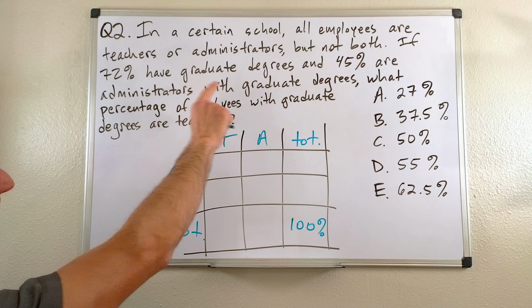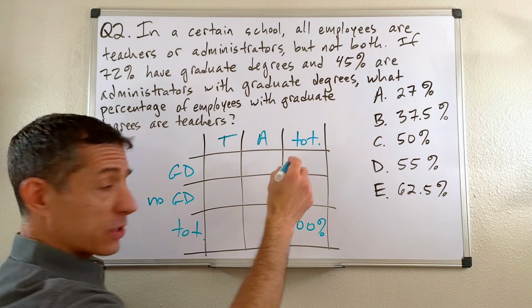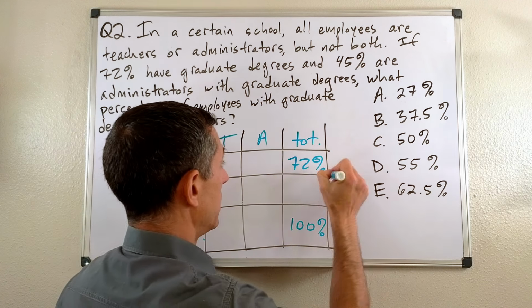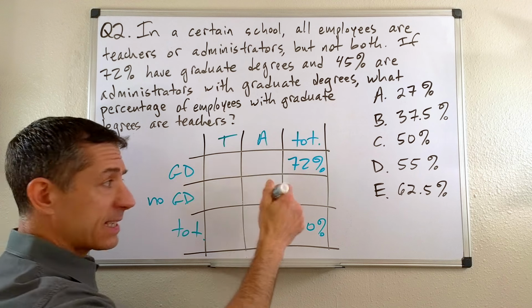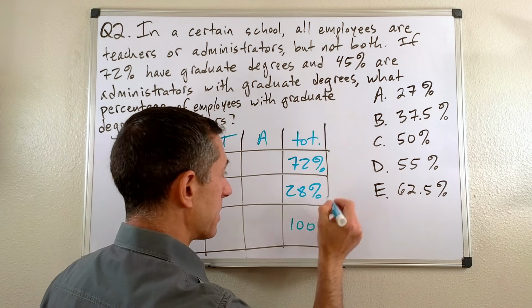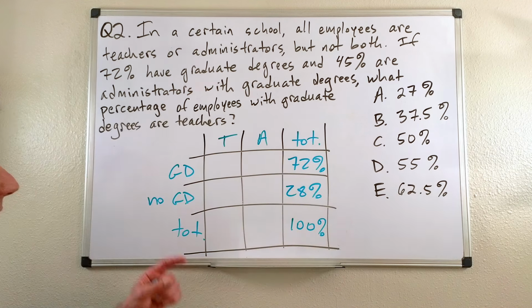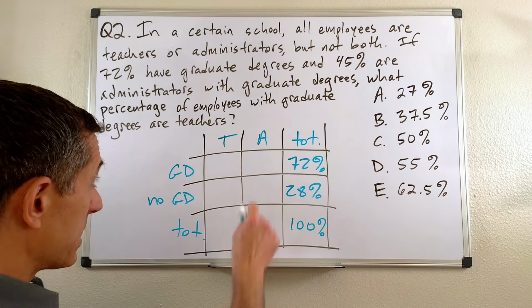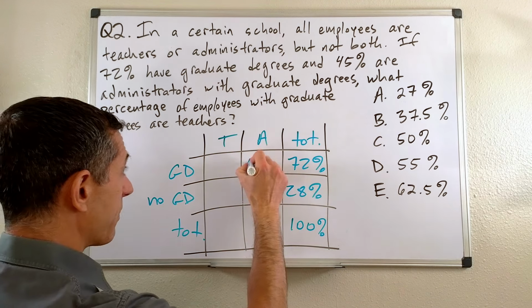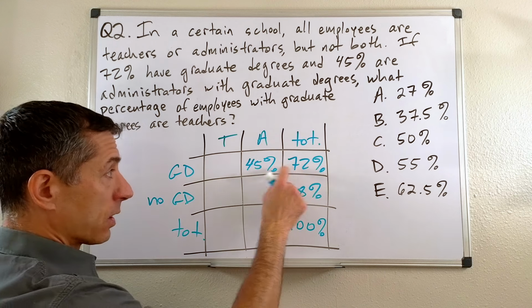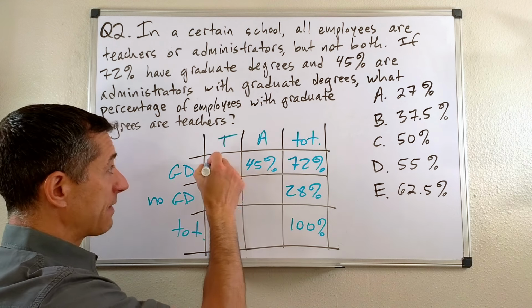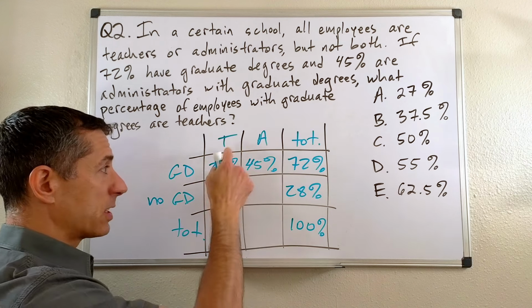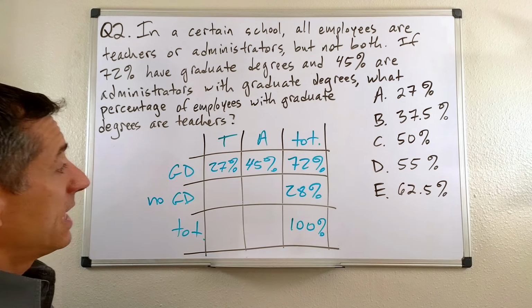Okay, let's just take it sentence by sentence here. If 72% have graduate degrees, stick that there. Do a little subtraction, 100 minus 72, that means 28% of the employees do not have graduate degrees. Here's where it starts getting fun. 45% are administrators with graduate degrees. Administrators with graduate degrees, 45%. I can do a little more subtraction here. 72 minus 45, that gives me 27% that are teachers with graduate degrees. And that's all I can do.